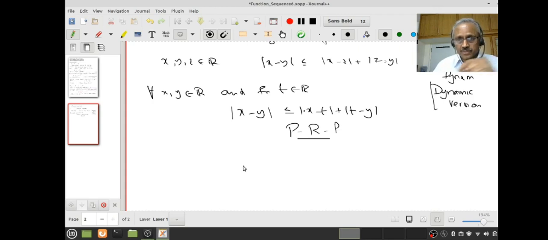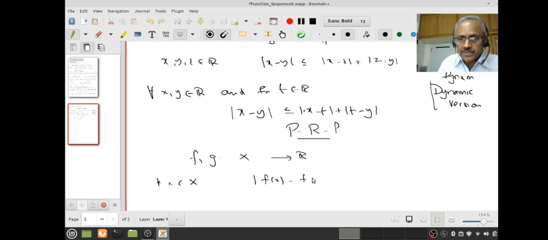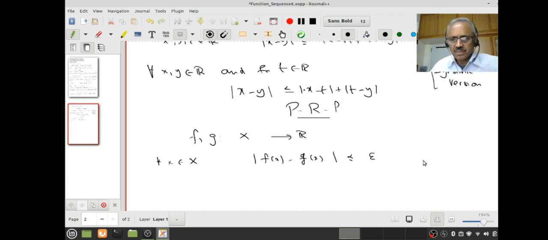This is very crucial for what we are going to do. Suppose I have two functions f and g from a set X to R. What I want is to say that for every x in capital X, mod f of x minus g of x is less than or equal to something, maybe again epsilon, but it could be anything, or strictly less than. I want to prove this. Now remember, for every x this can be done.